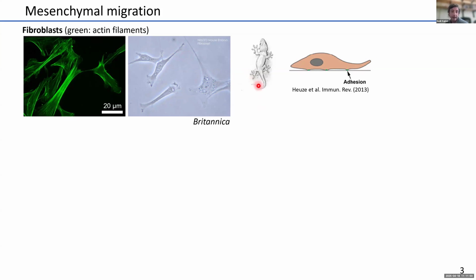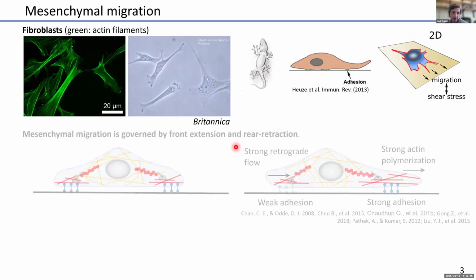And while this is happening, the cell also needs to have a simultaneous retraction at its back. And if you consider the mechanics of the motion, especially on a 2D surface, which is in fact an in vitro setting, not an in vivo setting, you would immediately realize that migration must be associated with shear stress between the surface and the cell.